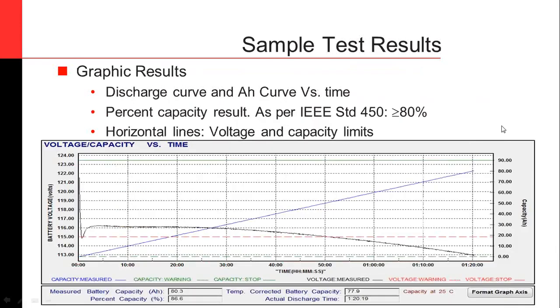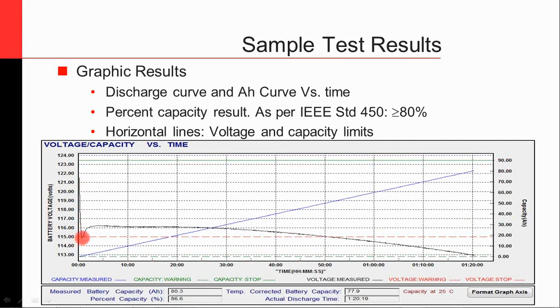Now, looking at some sample test results, what I have here is on my x-axis, this is time, and this is pulled from the software that we use called PowerDB. And then on this axis, I actually have my voltage, the y-axis on the left-hand side, and the y-axis on the right-hand side actually have my capacity in amp hours. So this black curve here is my voltage.